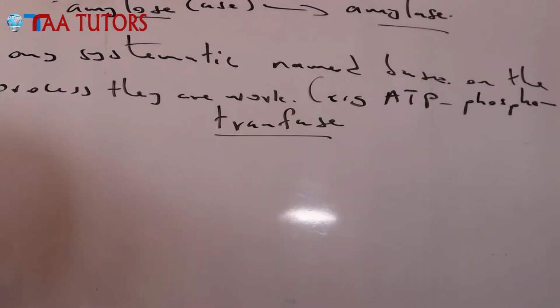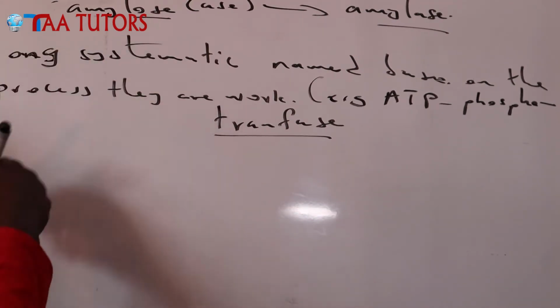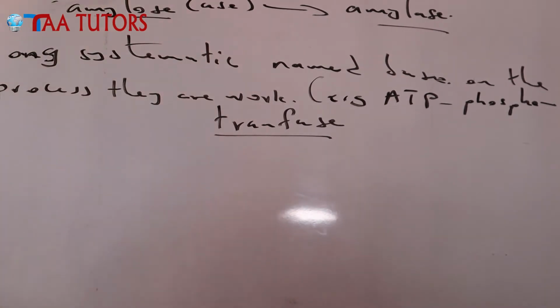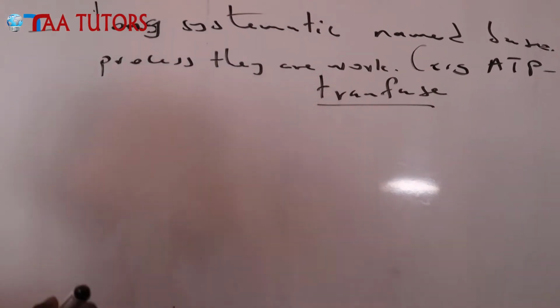So we can be giving the enzyme's name based on the processes that they are working on, or the substrate that they are working on. So those are two clear ways by which we can be giving the enzyme name. Or we can classify them in terms of numbers.